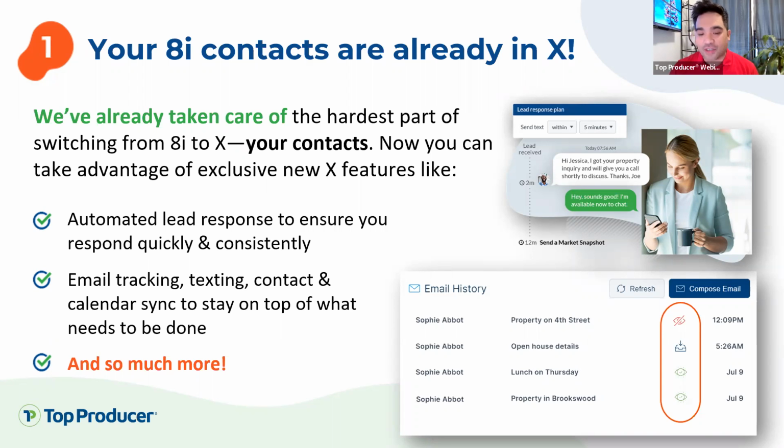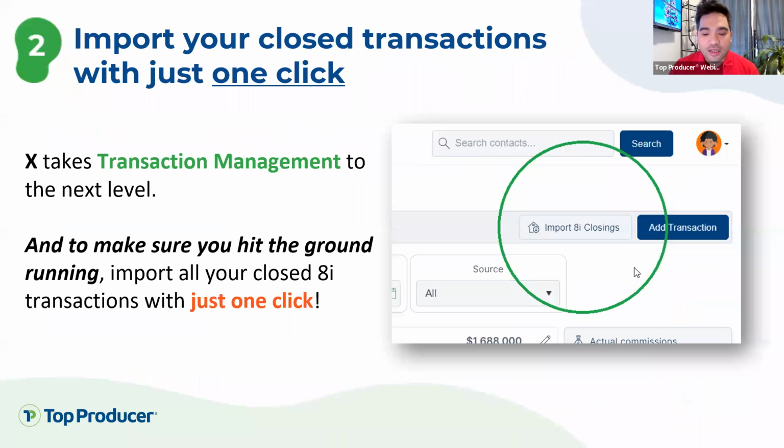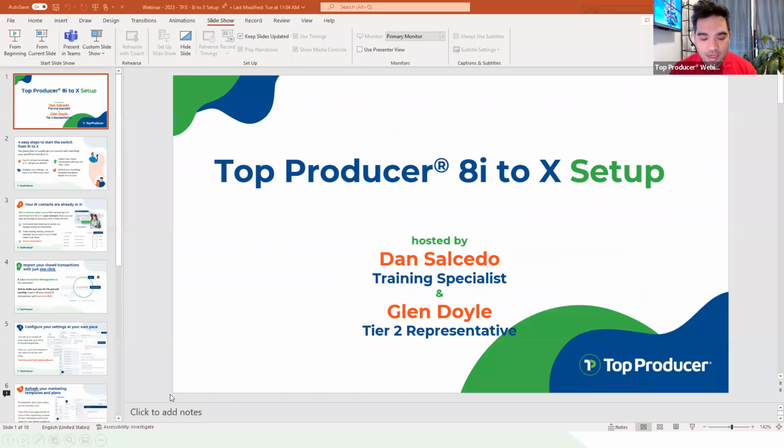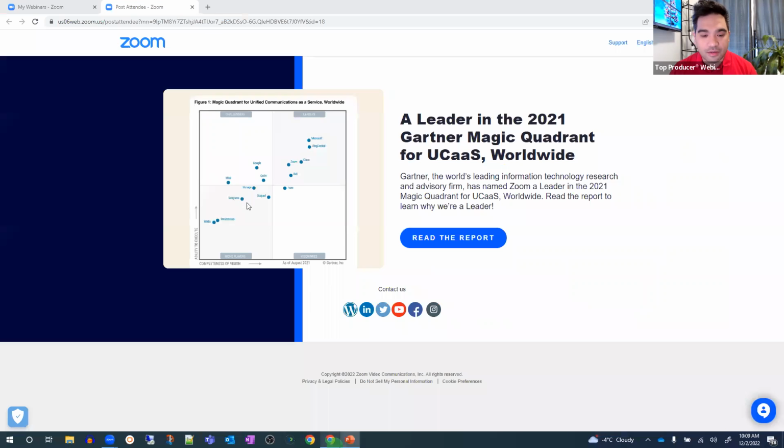The next is email tracking, texting, contact and calendar sync, all that fun stuff. So I'll go through those in our settings page a little bit later, and of course, so much more. So the next step in switching from 8i to X is importing your closings. And it's really just one hit of a button. So let me just actually show you how to do that.